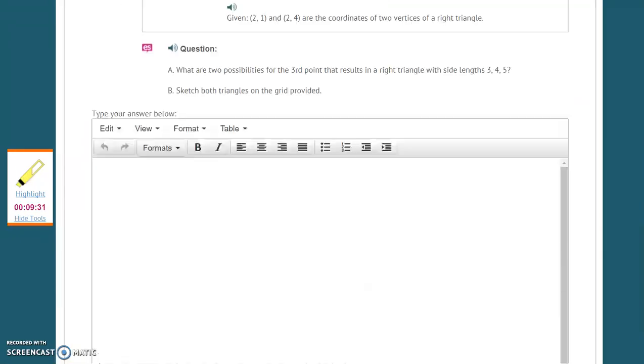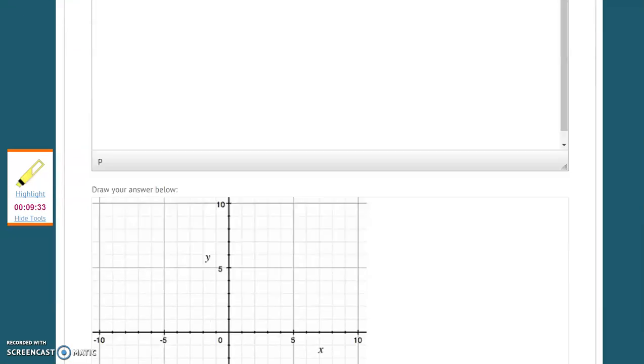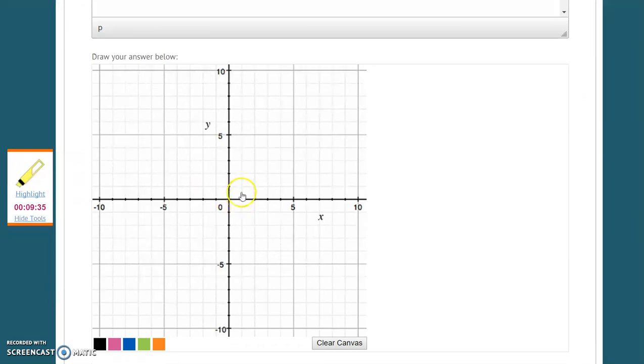There's the grid. Okay, so first thing I would do is put those 2 points on the grid. So 2, 1. Is it going to let me do something there? Hey, it is. There we go. And 2, 4.